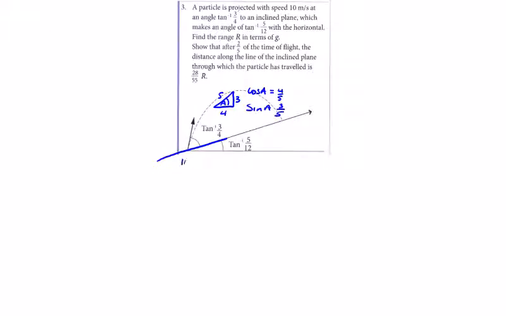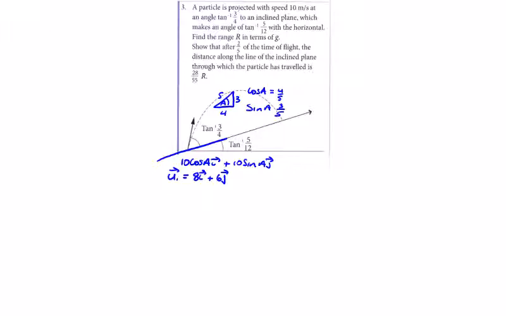So my initial vector, 10 cos A in the I direction plus 10 sine A in the J direction is going to give me 8i plus 6j for my initial vector. If you want to call it U1, you can.